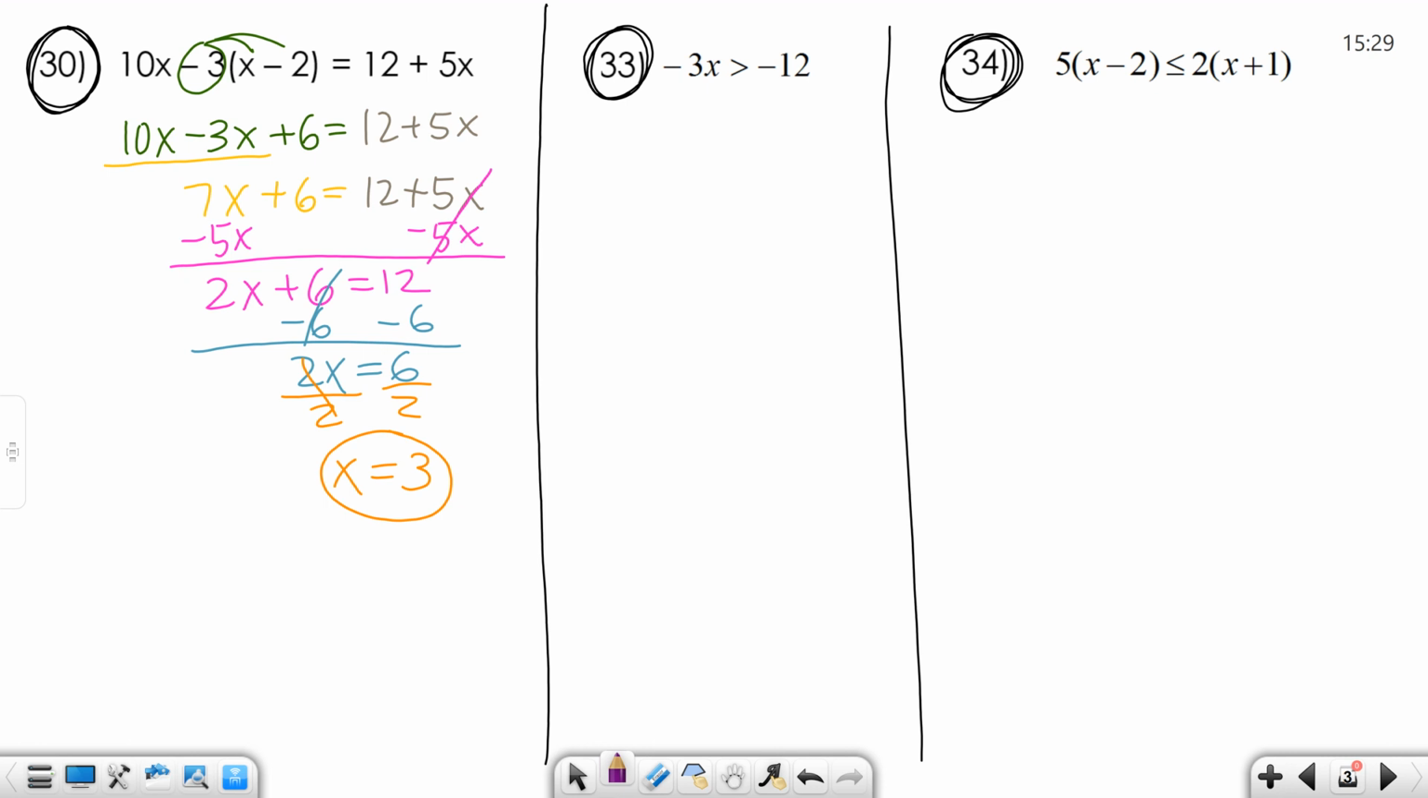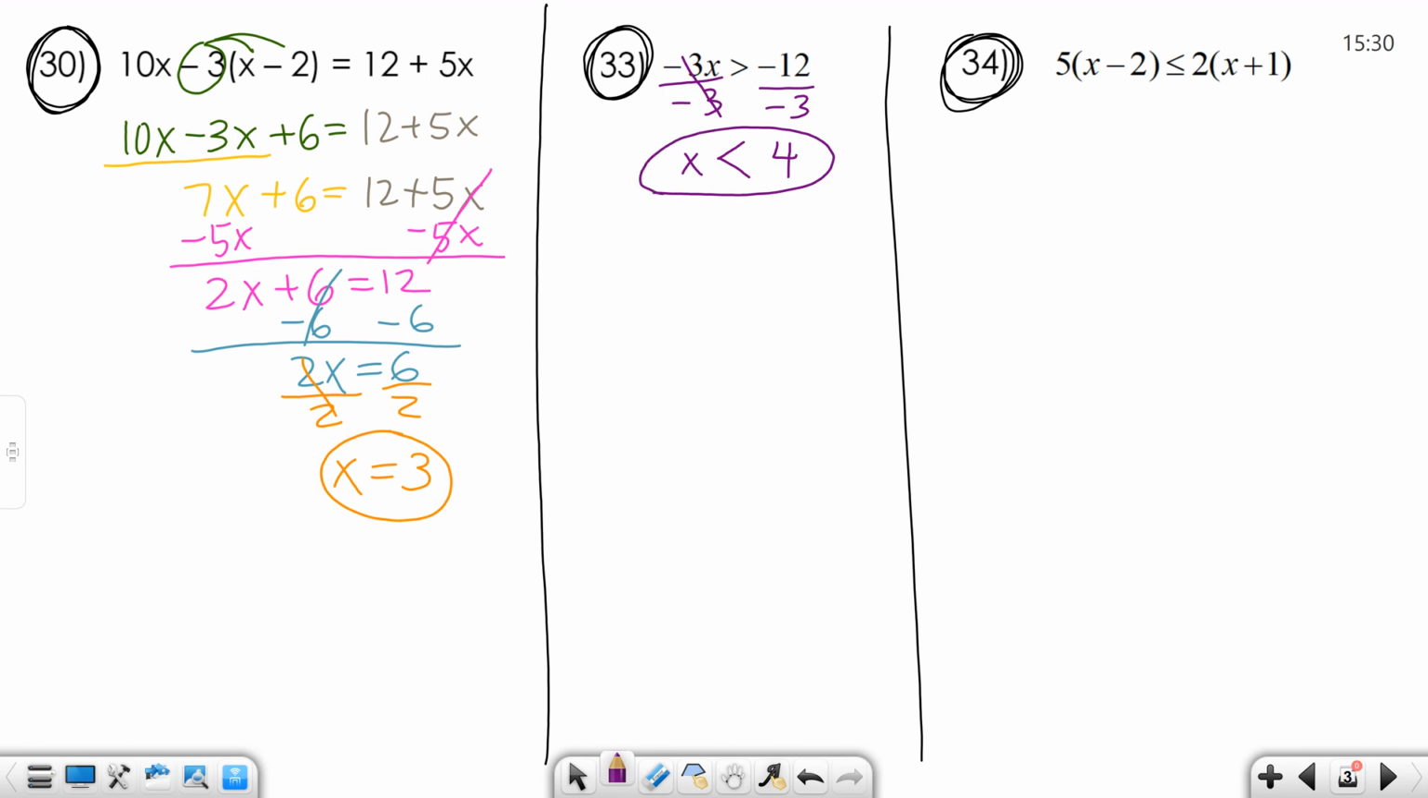So here, x is on one side, numbers on the other. The only thing you do is divide by the coefficient of x. But when you divide an inequality by a negative, that changes the sign. It was greater than, it becomes less than because you divided by a negative. A negative divided by a negative is positive, and 12 over 3 is 4. So x is less than 4. There is your inequality answer for that.